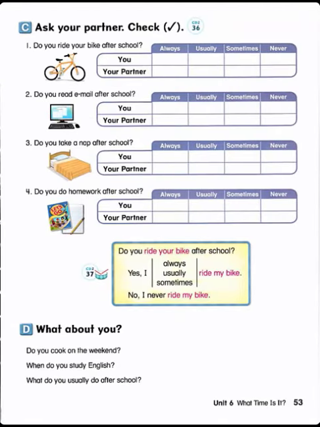Page 53. C. Ask your partner. Check. Number 1. Do you ride your bike after school? Number 2. Do you read email after school? Number 3. Do you take a nap after school? Number 4. Do you do homework after school?